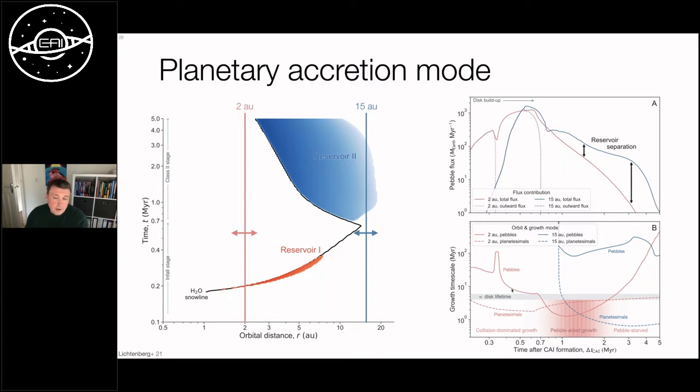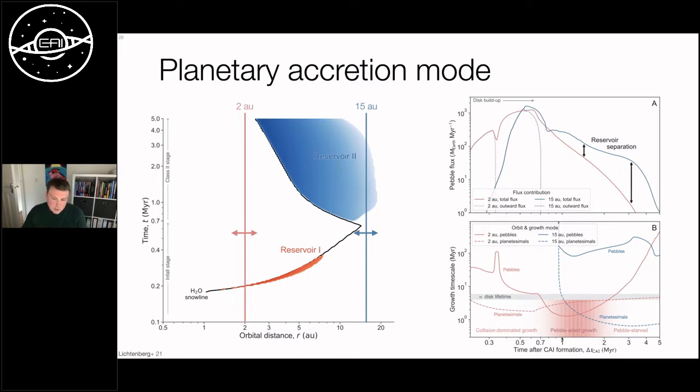And that is because during the class 1 stage, there just are no pebbles around, because the coagulation and drift timescales are longer than the actual build-up timescale of the disk. And therefore, the initial growth phase of the terrestrial planets in the inner solar system was by mutual collisions, by planetesimal accretion, until they reached larger sizes during the class 2 stage.